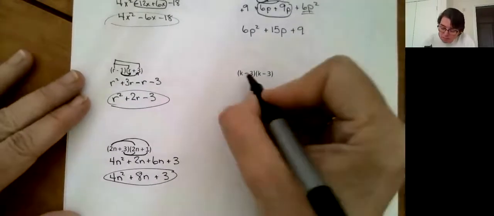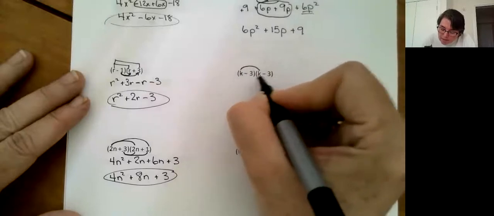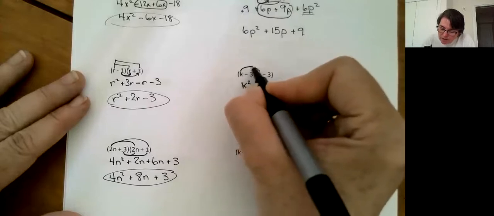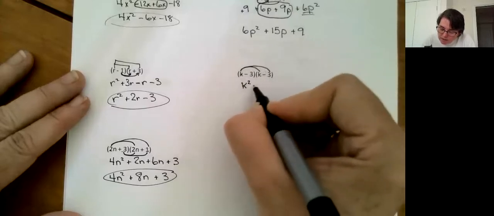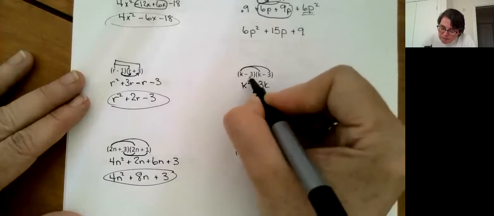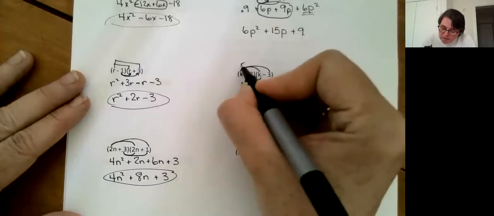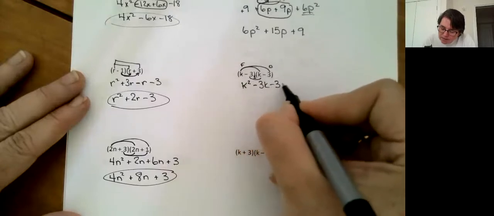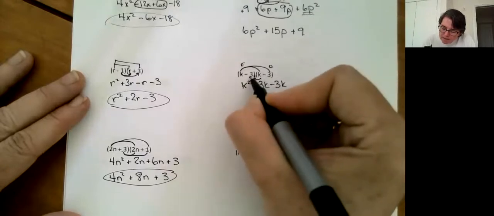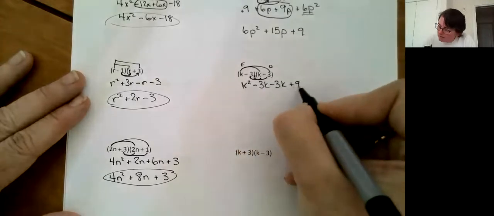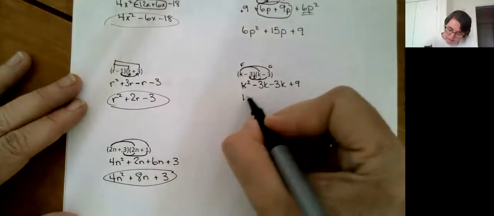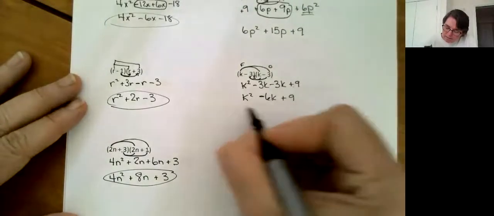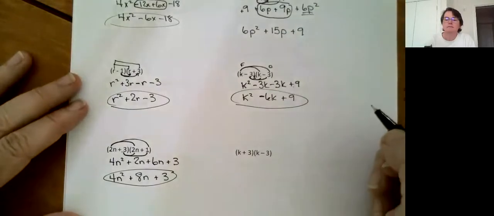Let's look at this one. K times k is k squared. I almost wrote 2k, that's wrong. K times minus 3 is minus 3k. And then we do our insides. So first, outside, inside, minus 3k. And a negative 3 times a negative 3 is plus 9. K squared minus 6k plus 9. Boom. There we go.